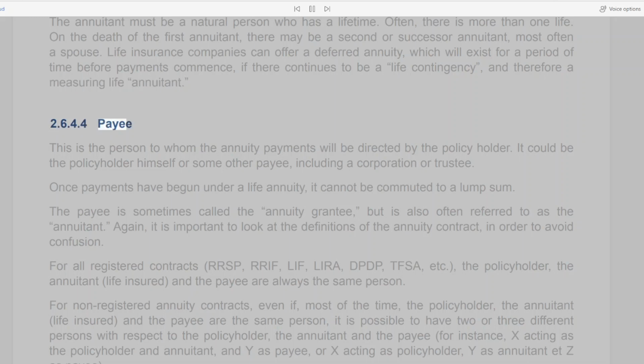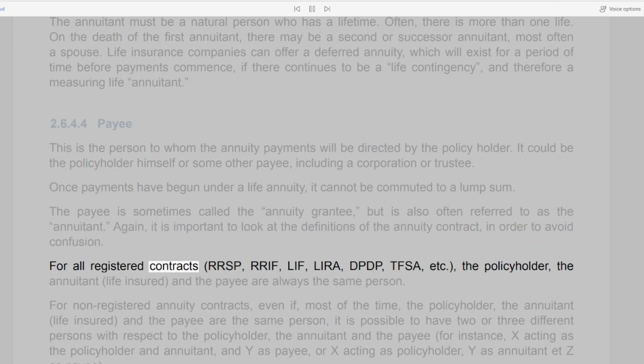2.6.4 Payee. This is the person to whom the annuity payments will be directed by the policyholder. It could be the policyholder himself or some other payee, including a corporation or trustee. Once payments have begun under a life annuity, it cannot be commuted to a lump sum. The payee is sometimes called the annuity grantee, but is also often referred to as the annuitant. Again, it is important to look at the definitions of the annuity contract in order to avoid confusion.